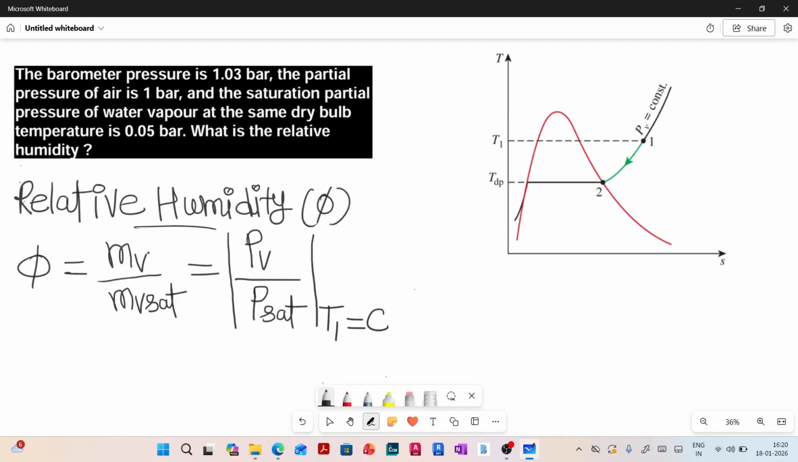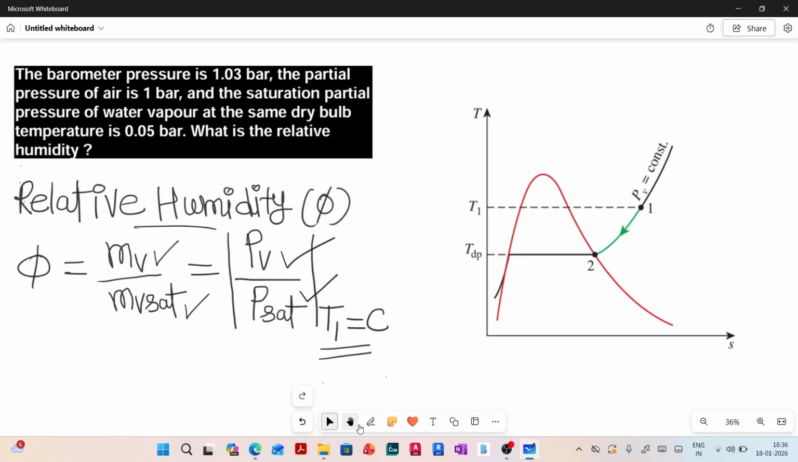So relative humidity is the ratio of the actual mass of water vapor present in a sample of moist air to the maximum amount of water vapor present in that same air when that air is saturated air. Relative humidity can also be expressed in terms of ratio of partial pressures. So it is the ratio of partial pressure of water vapor to the saturation pressure. Both pressures correspond to the same temperature. Let's say it is T1 temperature in this case.